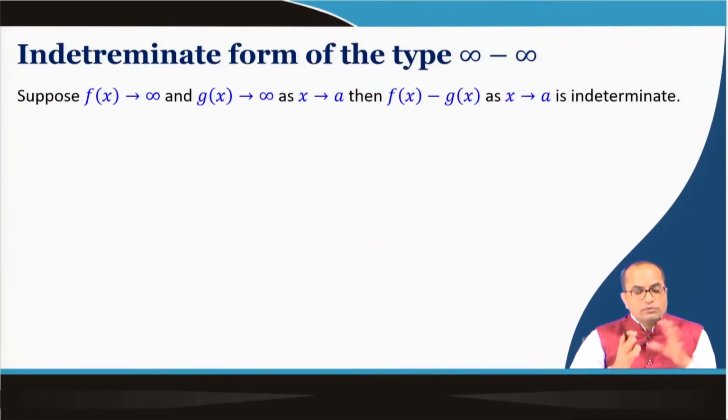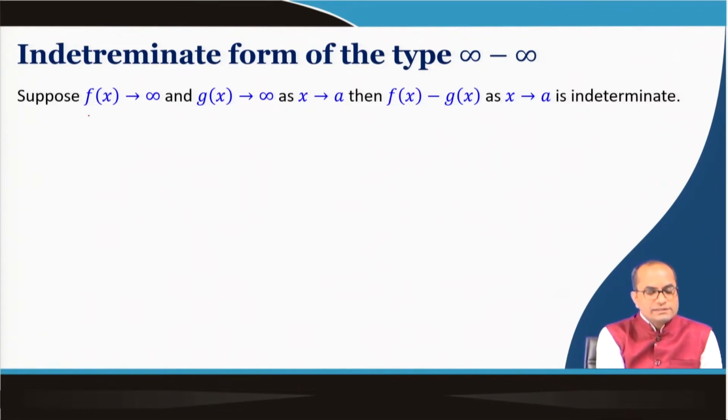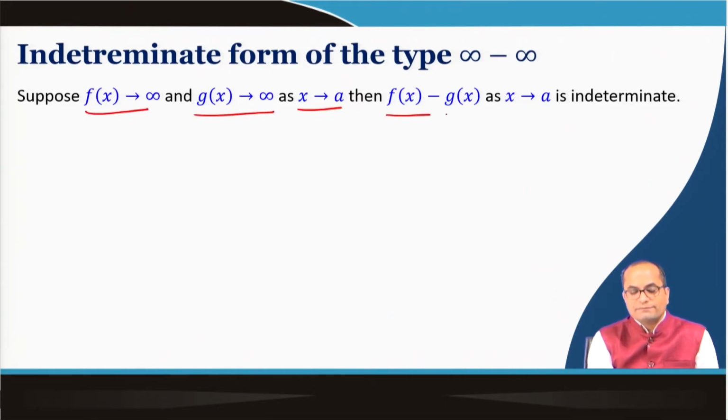Fine. Now, we move to the other indeterminate form, which is infinity minus infinity. And what is interesting actually is that this form also we can rewrite to make it the form 0 by 0 or infinity by infinity. So, here the question is that f(x) goes to infinity and g(x) goes to infinity as x goes to a, then this f(x) minus g(x) as x goes to a is indeterminate, because you have an infinity minus infinity situation which is not meaningful, where we do not know what is the value of this infinity minus infinity.